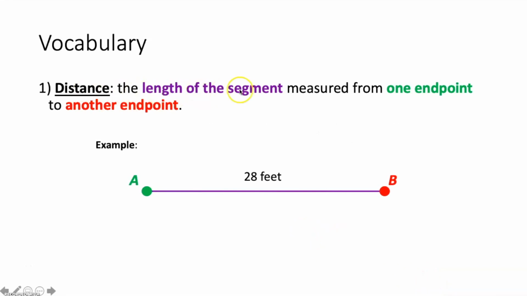First vocabulary term is distance. That's the length of the segment measured from one endpoint to another endpoint. So here we have two endpoints, point A and point B. And the length of the segment would be 28 feet. That's our distance between points A and B.